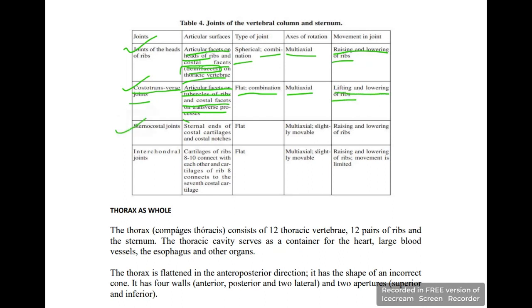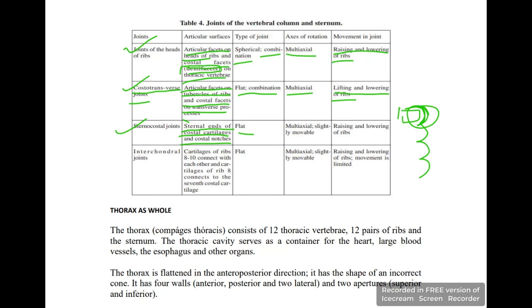Now next is the sternocostal joints. The name itself tells it. Sterno means what? Sternum. Okay. And costal means what? The costal cartilage of the rib. Now, the sternal end of the costal cartilage and the costal notch in the sternum. See, this is the body of the sternum, this is the costal notch, and here is the costal process of the rib. This joint is called the sternocostal joint. It is flat and its axis of rotation is multi-axial but slightly movable.